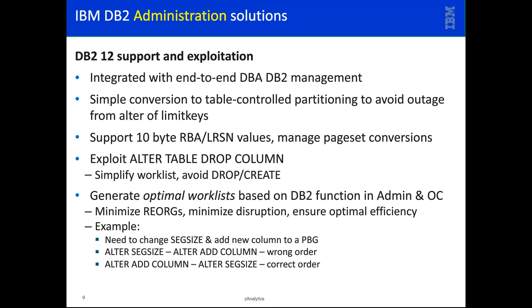If you want to convert from table control partitioning to newer types without an outage, the tool can help you there. We will support 10-byte RBA values on LRSN for page set conversions as well, easily within the tool. Further, when you generate work lists, to add new columns, to alter the seg size, and so on, the tool will be there today to help you, and we will minimize the reorgs, and we will do that efficiently for you online. Let's go to the next slide.